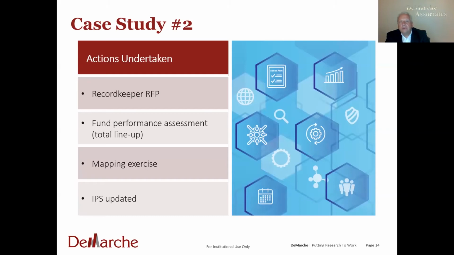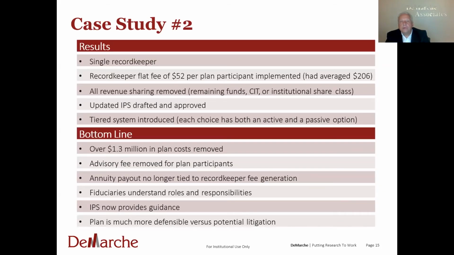So some actions that we undertook, again, you'll see some common threads here. Record keeping RFP, we did a fund performance assessment of the total lineup, the mapping exercise, because as I alluded to earlier, there were 3 record keepers, and we got their IPS really updated to current standards. What were some of the results? Again, going from 3 record keepers to a single record keeper. The record keeper flat fee of $52 per plan participant was implemented. That had averaged $206 prior to that time.